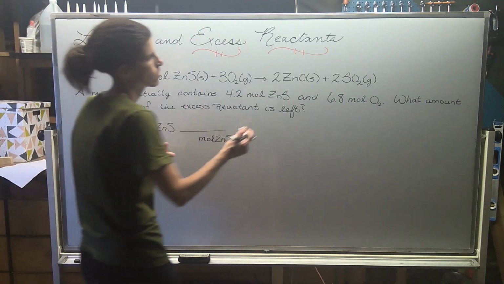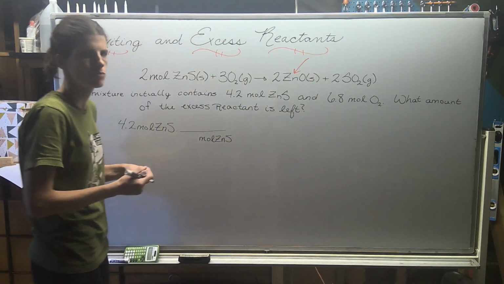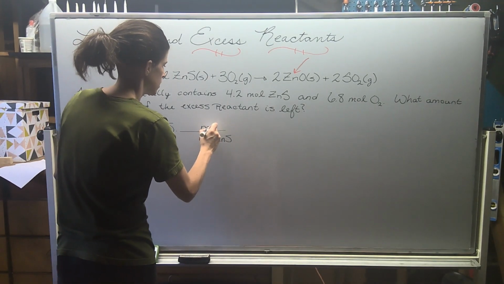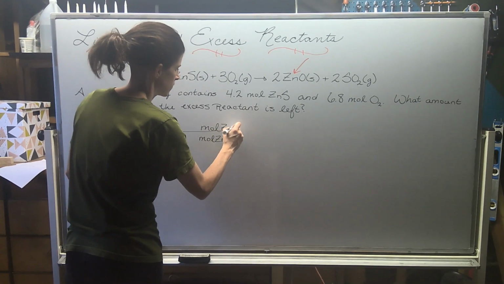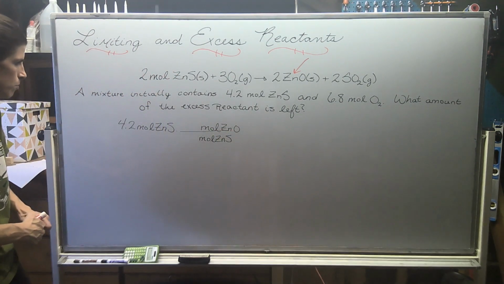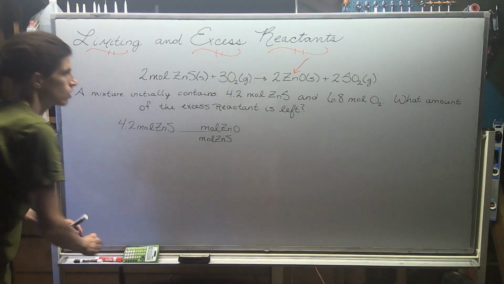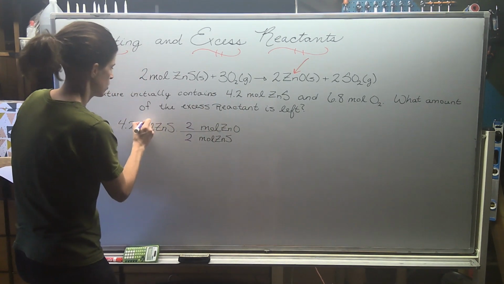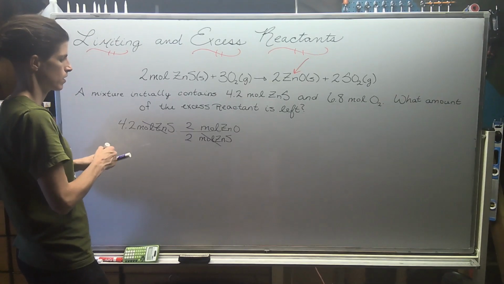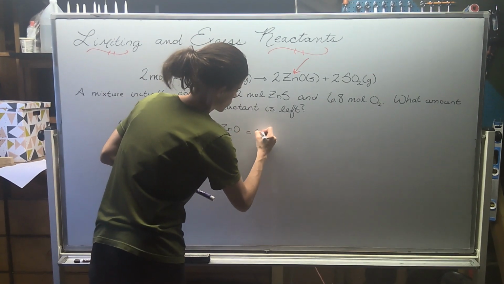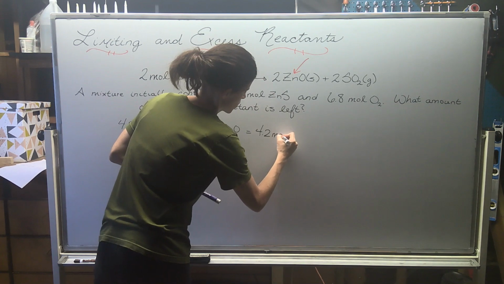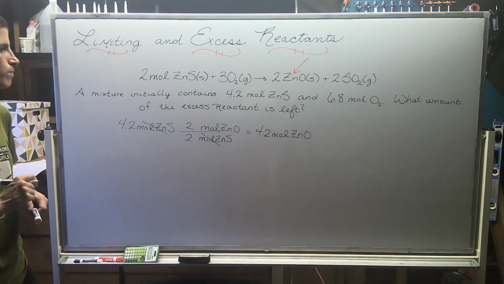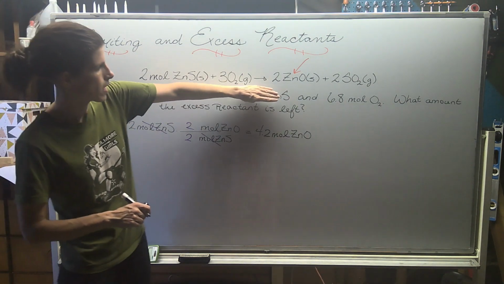However, there's two products, so I'm going to just randomly pick one of them. Pick whatever one you want. You'll get the same answers. So I'm going to do zinc oxide in my numerator. And I need to fill out the mole-to-mole conversion factors. So there's a 2 here and a 2 here, which means that I'm going to make 4.2 moles of zinc oxide from the 4.2 moles of zinc sulfide.